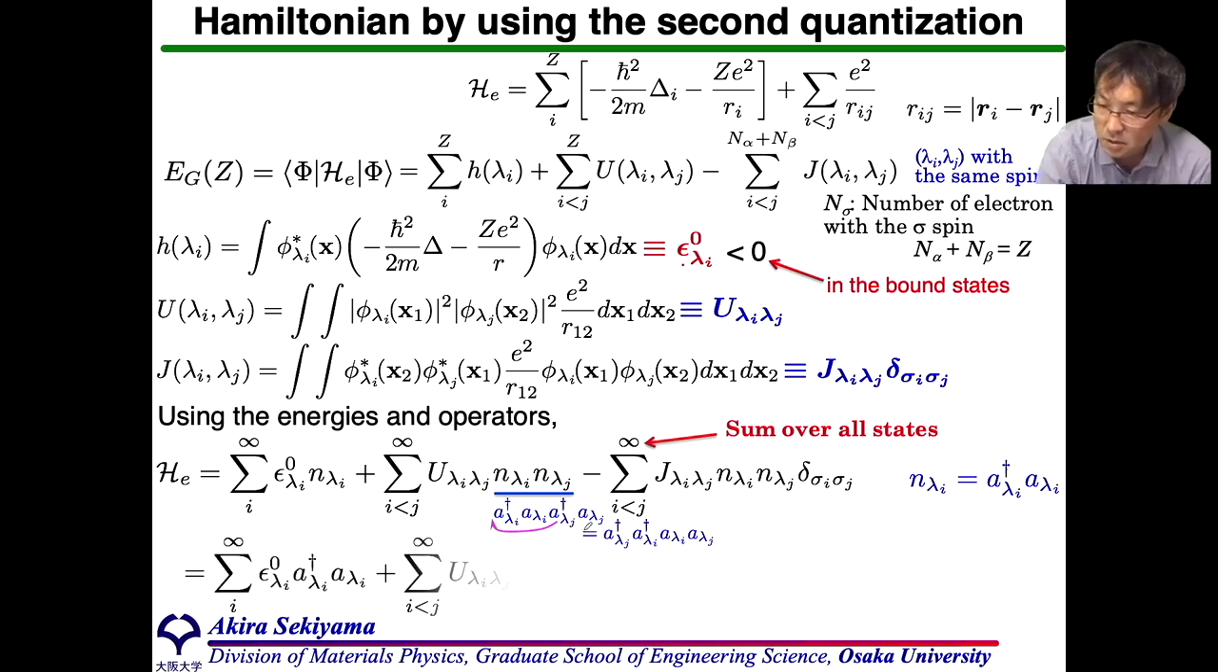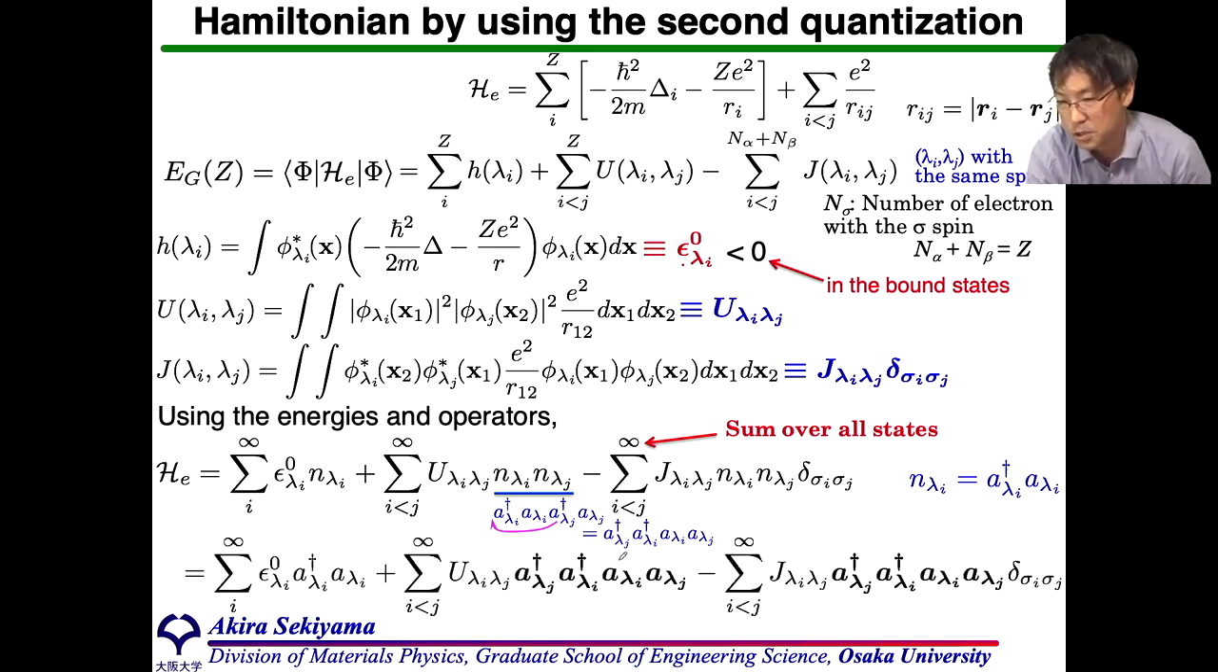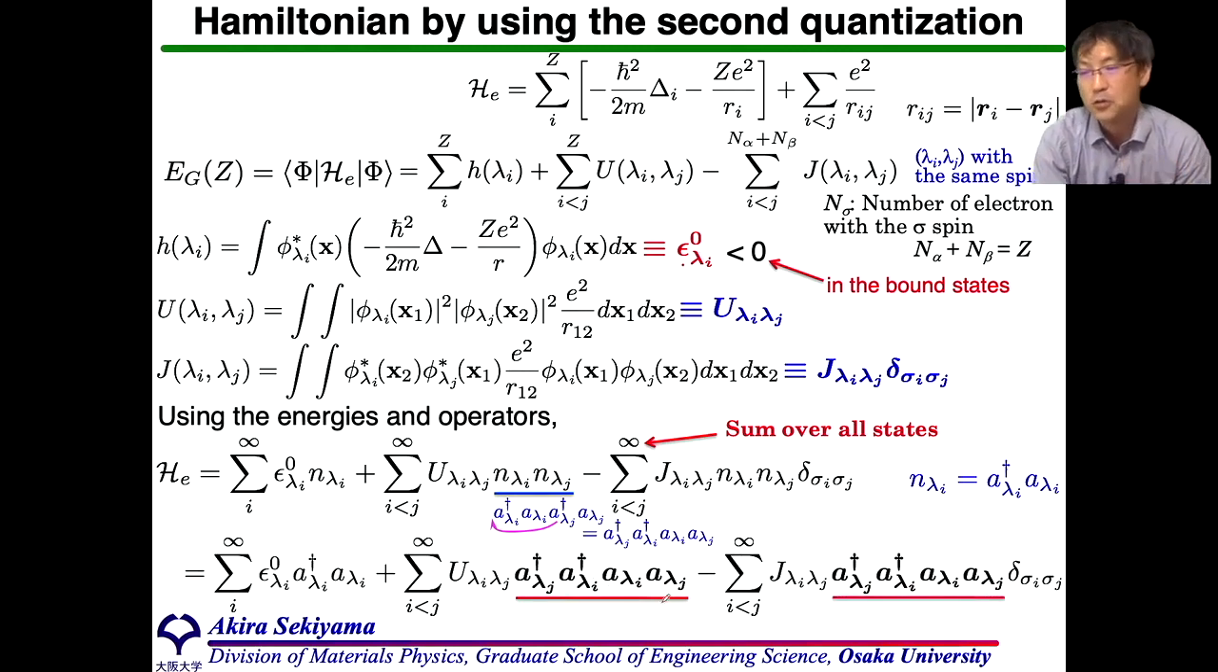Then we can also express the electron Hamiltonian by using the second quantization and annihilation and creation operators like this one. The next problem is how the photoexcitation process is expressed by using the second quantization.